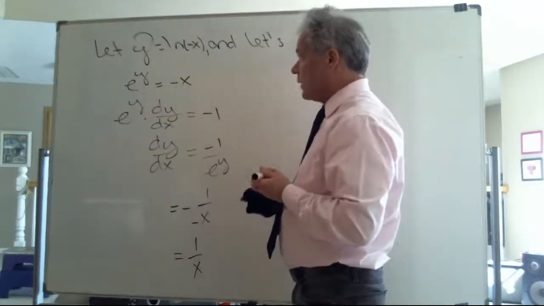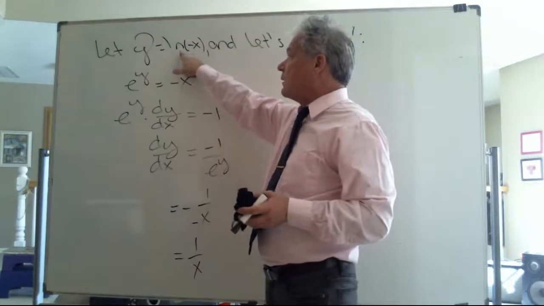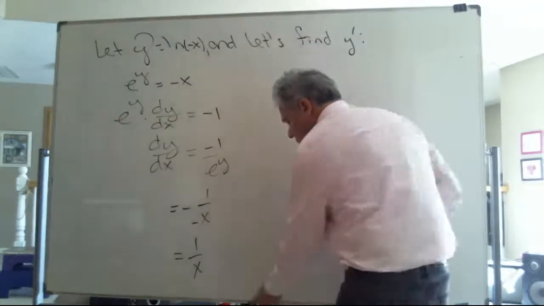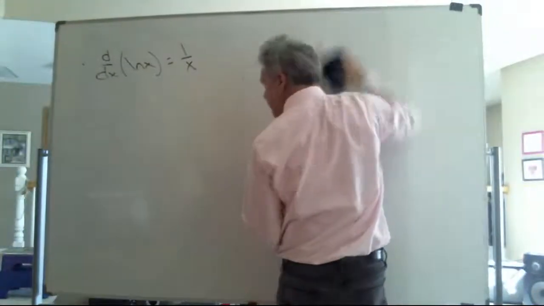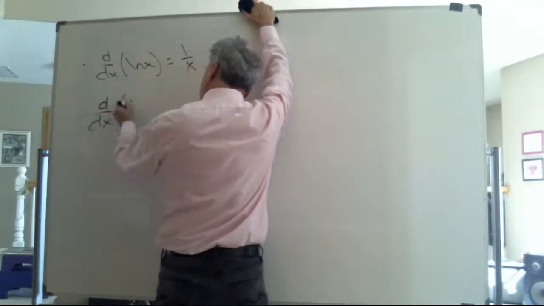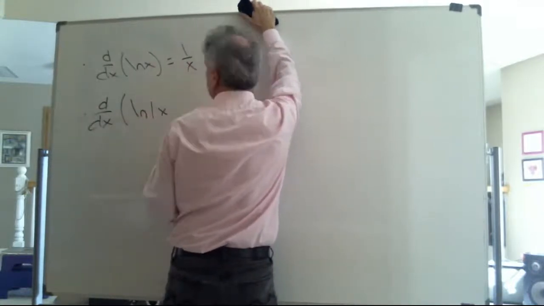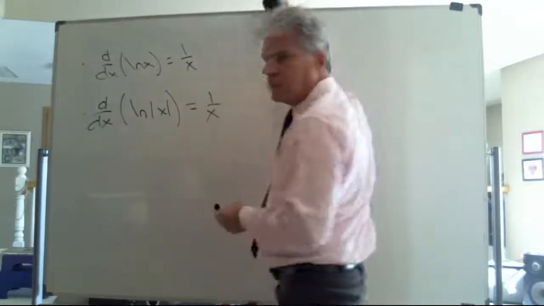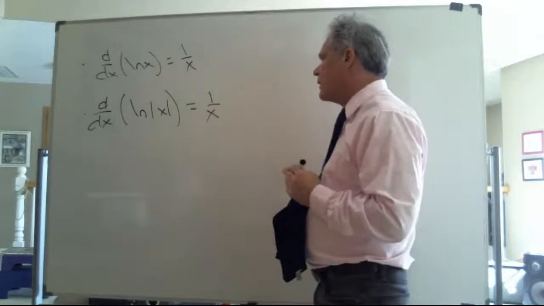What I'm trying to suggest is that whether I'm taking the natural log of x or negative x, I get the same derivative. So that tells me that to differentiate with respect to x, the natural log of the absolute value of x, I'm left with this.